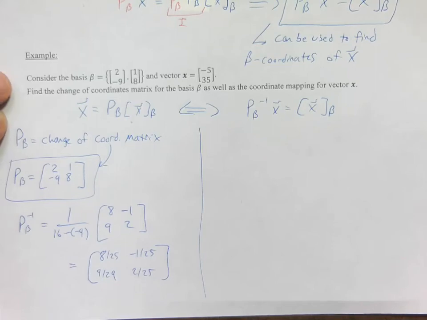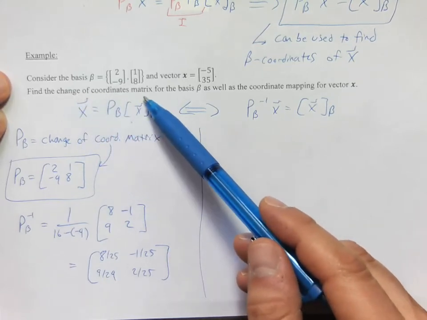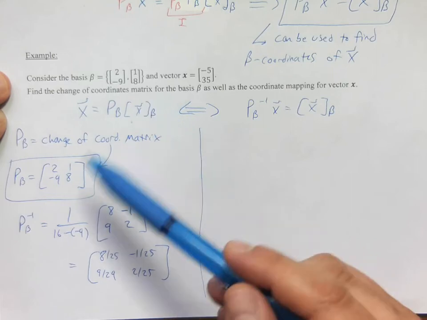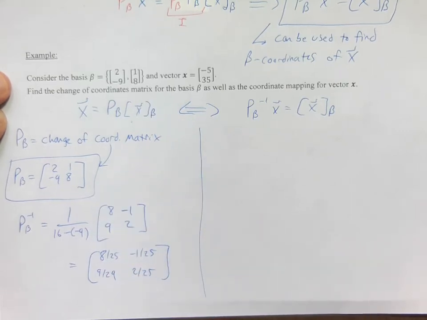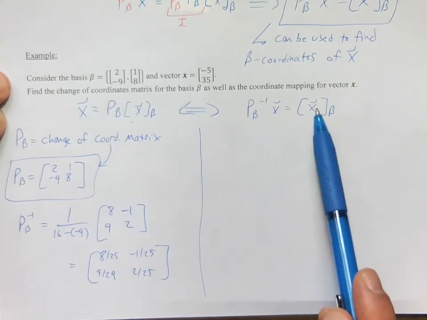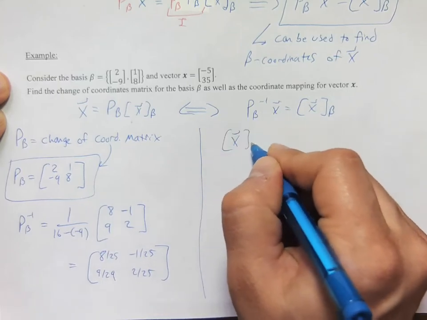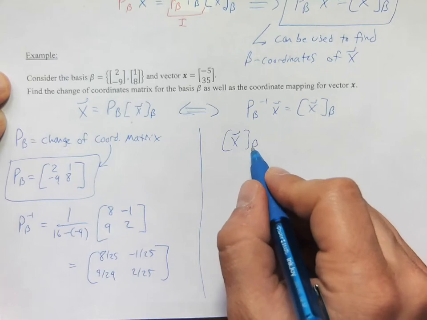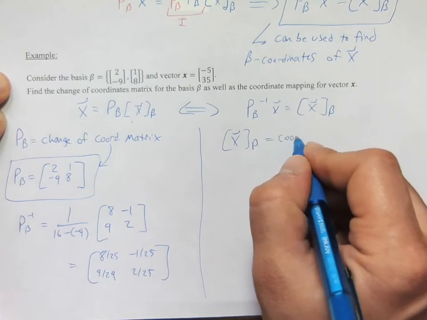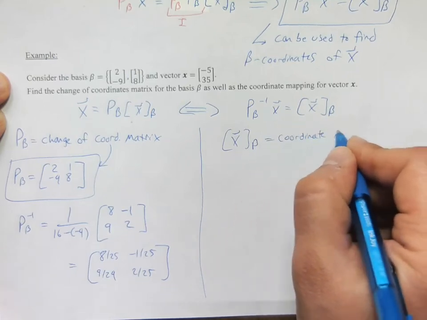So we did the first part of the problem. We found the change of coordinates matrix, and then we also found the inverse of that matrix. And now we want to do this part here. We're being asked to find the coordinate mapping, and that's this thing. That's the coordinate mapping for x.